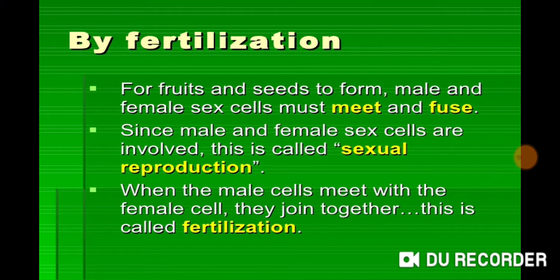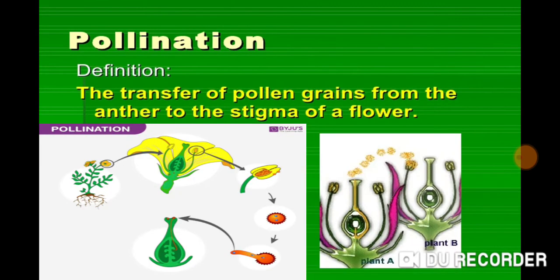Now, through fertilization, male and female cells meet and fuse together to form seeds and fruits, and this is known as sexual reproduction. This is also known as the process of fertilization, when these cells join together.